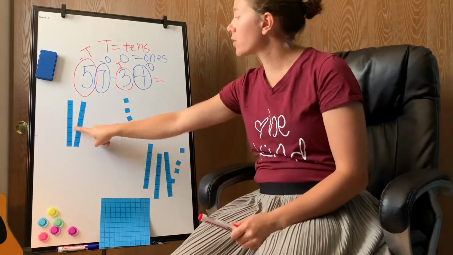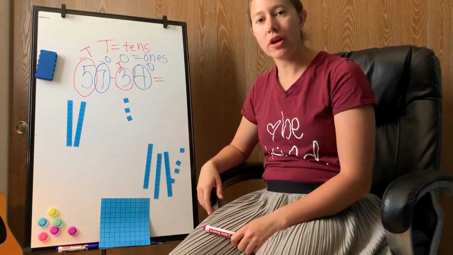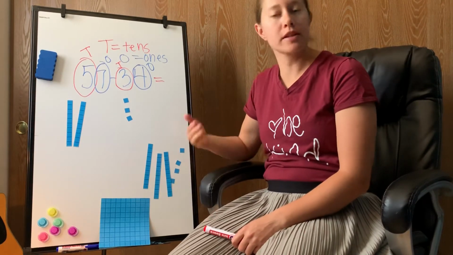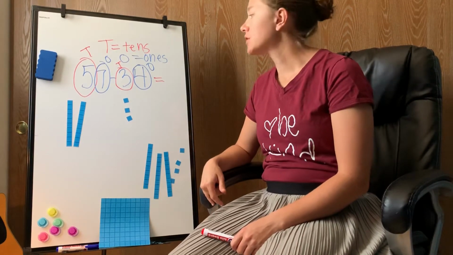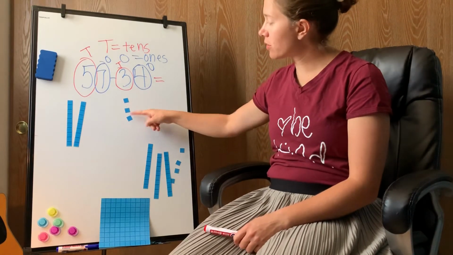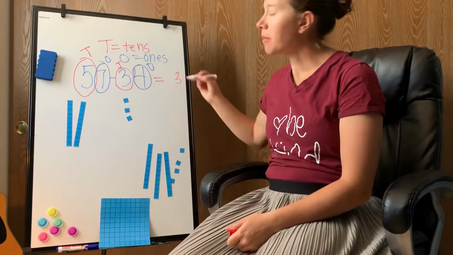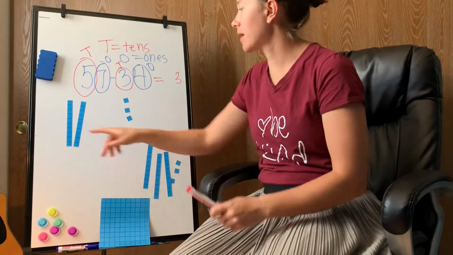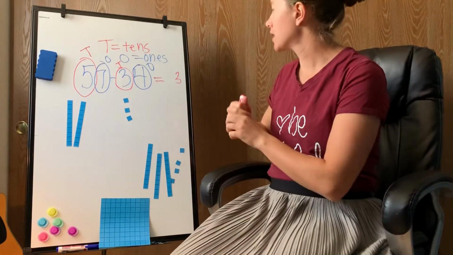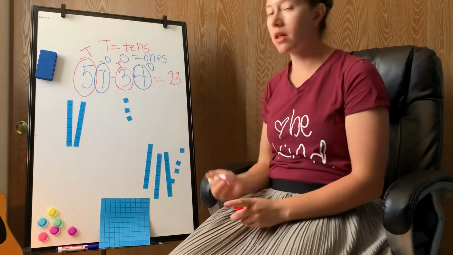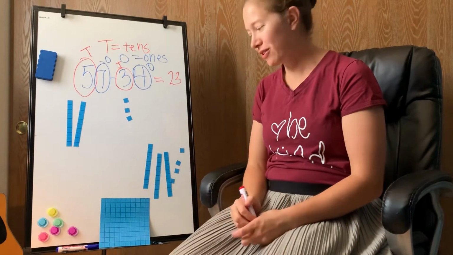It doesn't matter which way you start by trying to figure out what your answer is, just keep it consistent so you understand. So I'm going to count my ones. 1, 2, 3. I'm going to write that down. And then I'm going to count my tens. 10, 20. And I'm going to record that as well. So my answer is 23.